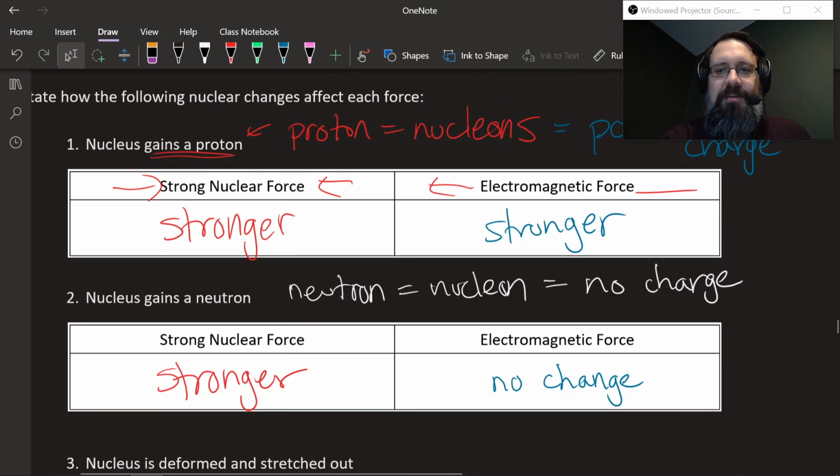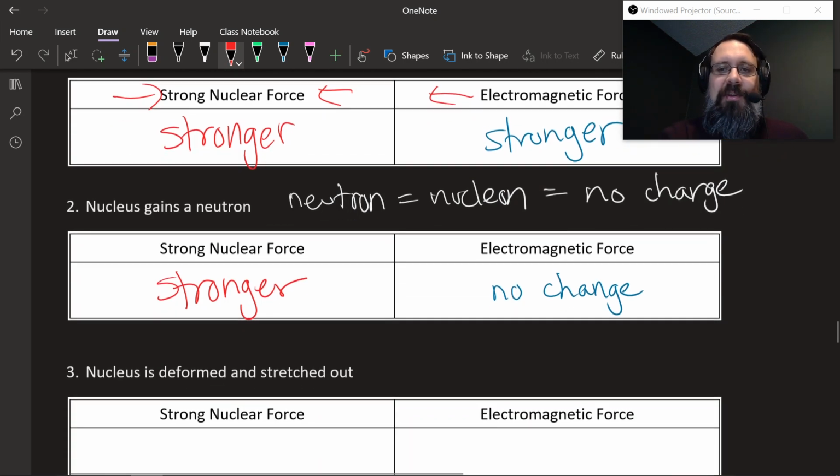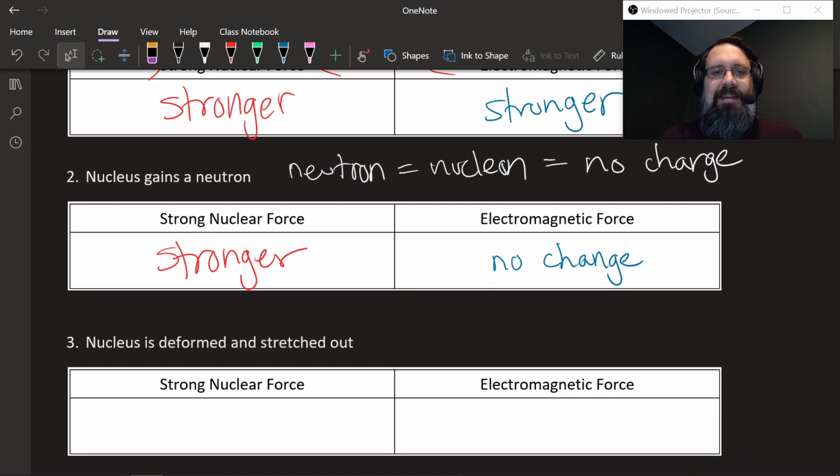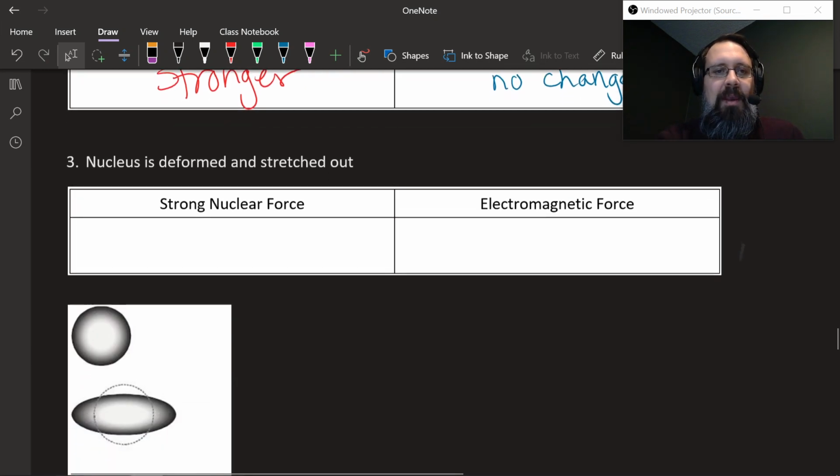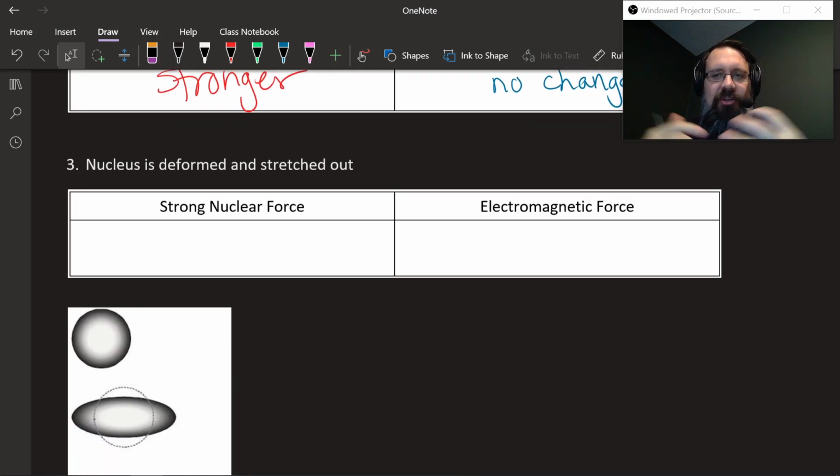So the electromagnetic force is trying to pull it apart. You wouldn't stabilize a nucleus by adding a proton, because that would make both forces stronger. You'd stabilize a nucleus by adding a neutron, because that would allow the strong force to get stronger without strengthening the electromagnetic force, which is trying to pull it apart. Okay, what happens if we deform the nucleus and stretch it out more?